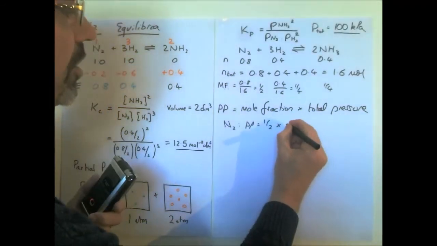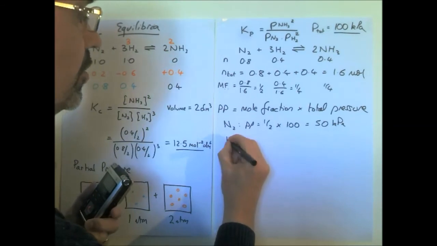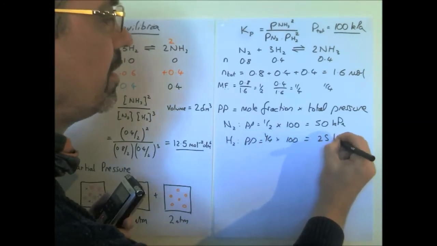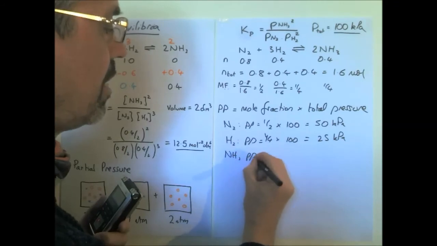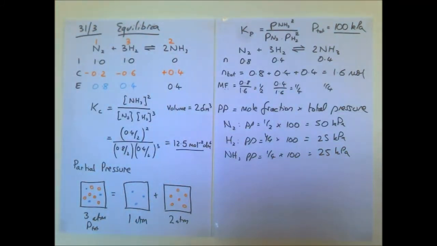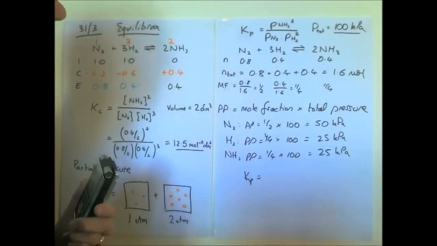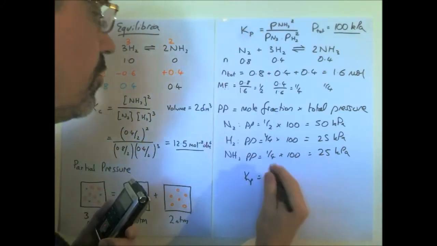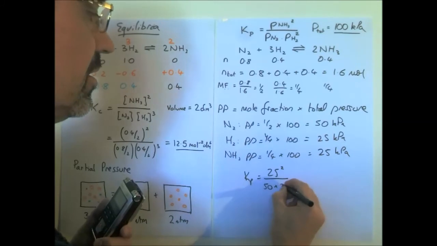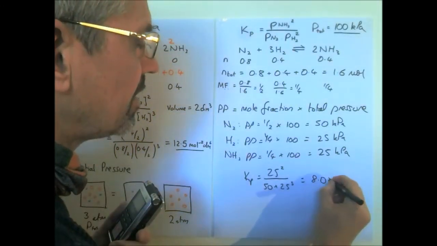So the partial pressure of nitrogen will just be half of that, 50 kPa. Hydrogen will be a quarter of that, 25, and ammonia will be the same, kPa. So now we've got our partial pressures. Now we can plug those into our expression for Kp. So Kp is the pressure of ammonia squared, so 25 squared divided by nitrogen, which is 50, and hydrogen, which is 25, cubed. And again, to save you doing all the number crunching, that is 8 times 10 to the minus 4.